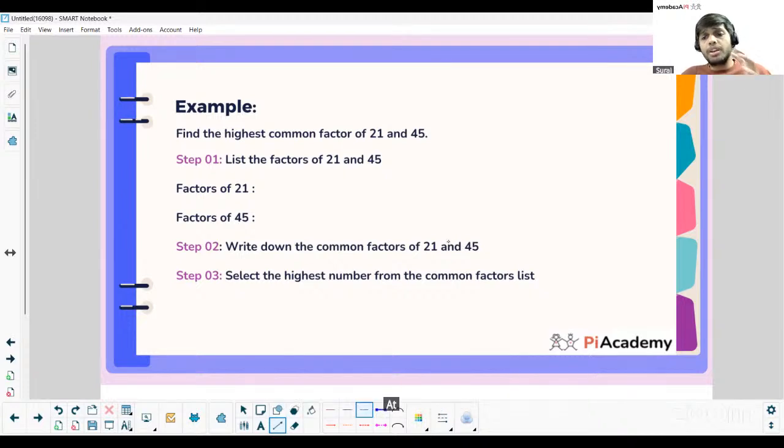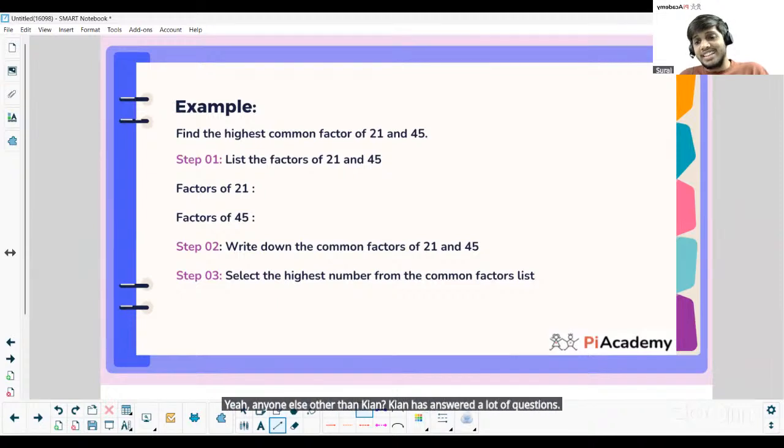At first, who is going to tell me about the factors of 21 and 45? Yeah, anyone else other than Kian? Kian has answered a lot of questions. Yes, guys.